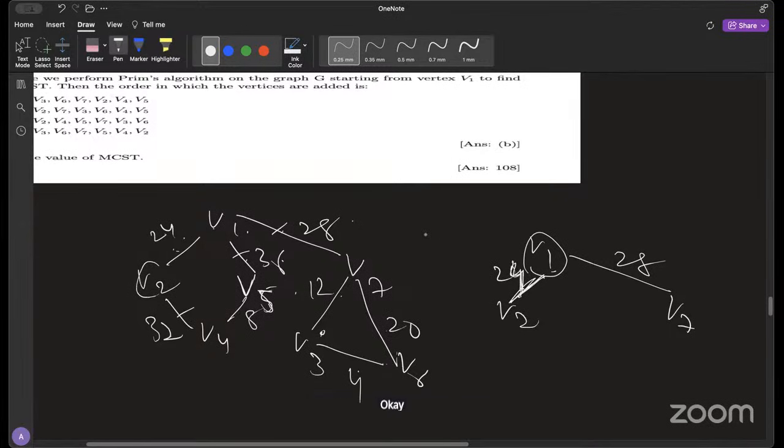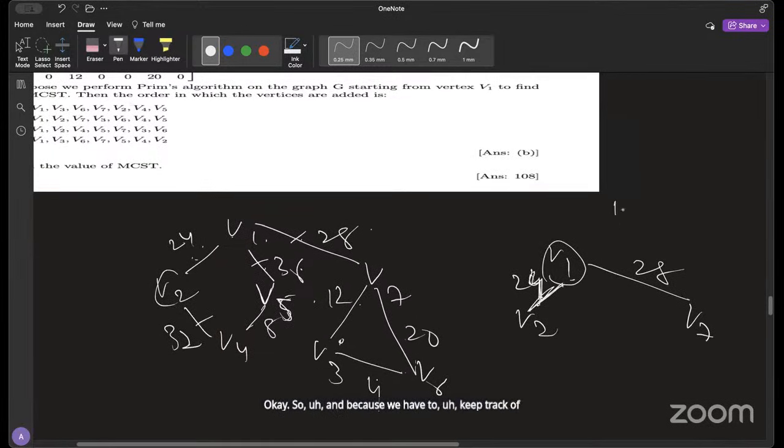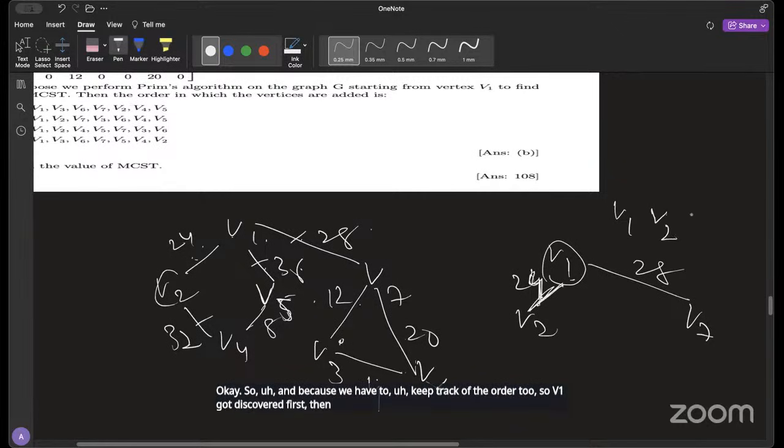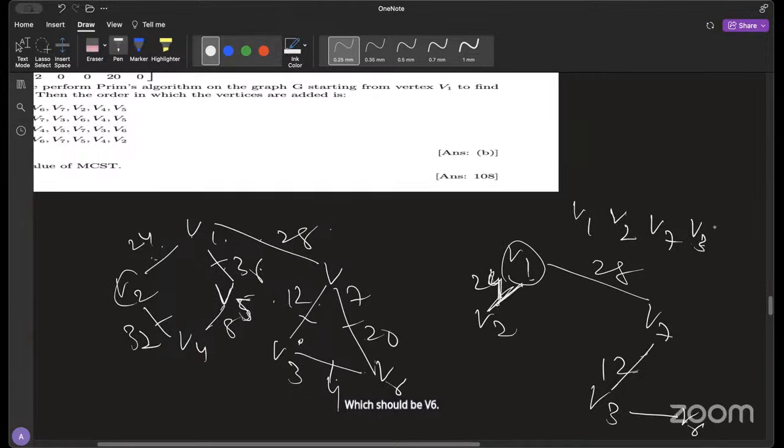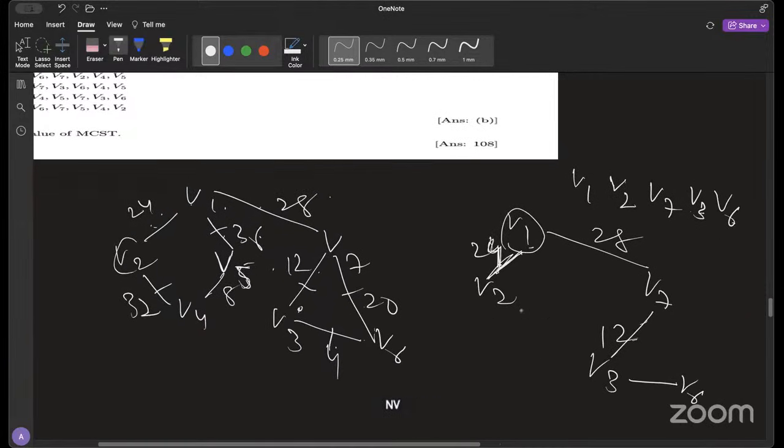Okay. And because we have to keep track of the order too, V1 got discovered first, then V2, then V7. And then after V7, because these things get unlocked, the next one should be 12 and should be V3. These two are already done. So, yeah, next one is V3 with 12. And with V3, V6 gets unlocked, so it should be V6. And V4. And then there's just one left, I guess.